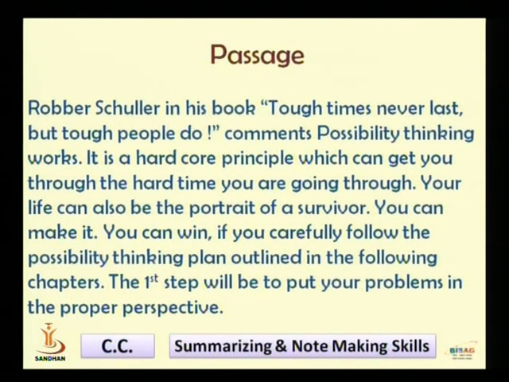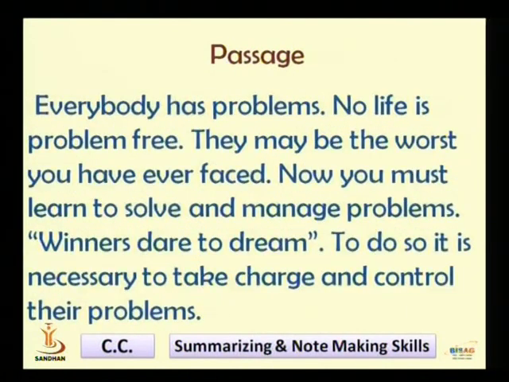The first step will be to put your problems in the proper perspective. Everybody has problems. No life is problem free. They may be the worst you have ever faced. Now you must learn to solve and manage problems. Winners dare to dream. To do so, it is necessary to take charge and control of their problems.